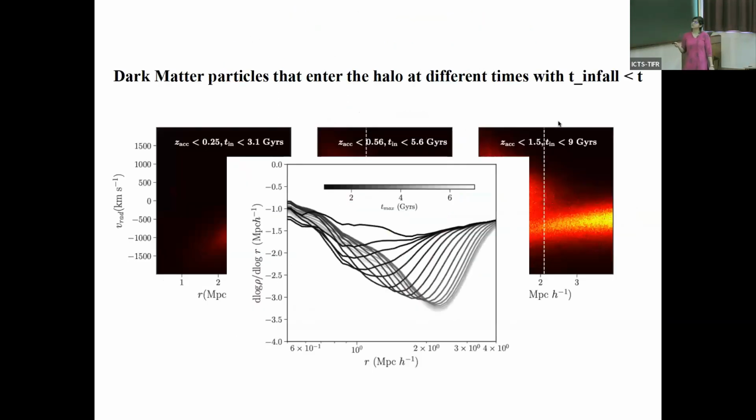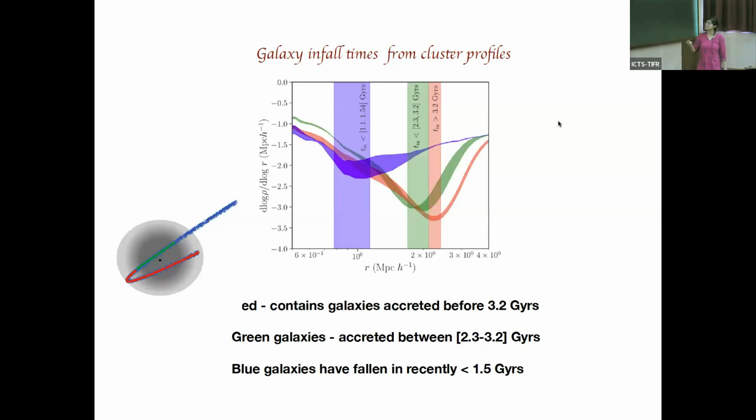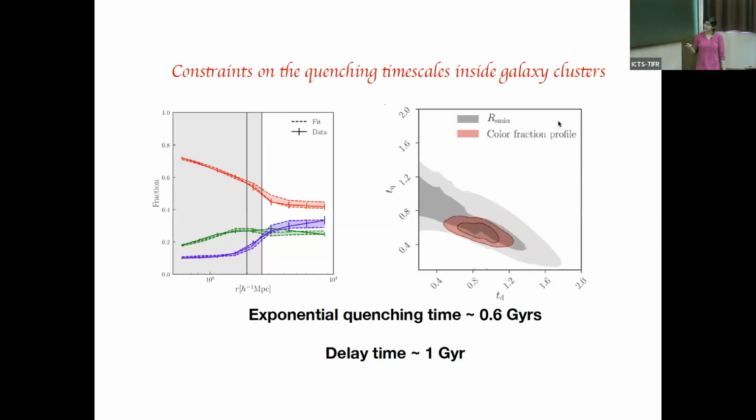So using this picture, we tried to map the time at which a galaxy falls in to the location of the minimum of the slope, essentially trying to see how long blue galaxies, red galaxies, and green galaxies on average have been inside clusters. Adding to that, we also fit a simple quenching model to constrain what kind of quenching models we would require, given the galaxy distribution of these 3 different colors inside of the clusters.